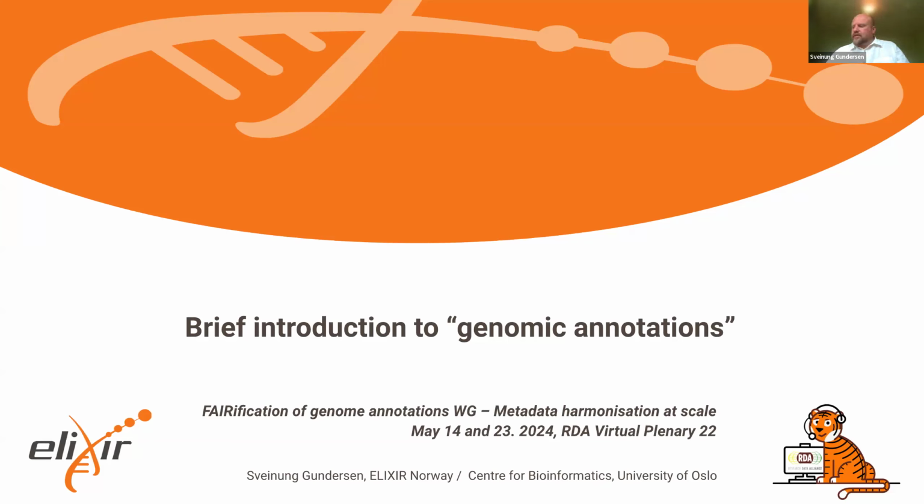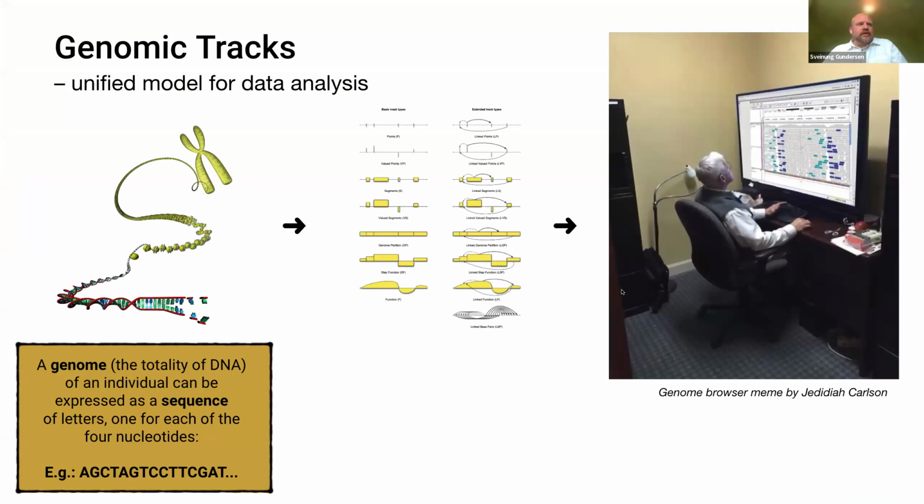So I'm just going straight for this. I'm starting at the very beginnings, because there might be people here that do not really know life science or bioinformatics. So we're starting at the very basics here, really, with what the genome is, and go from there. What we are talking about here is, at least one term for it, genomic tracks. And this is a unified model for data analysis, and I'll tell a bit more about what I mean by this.